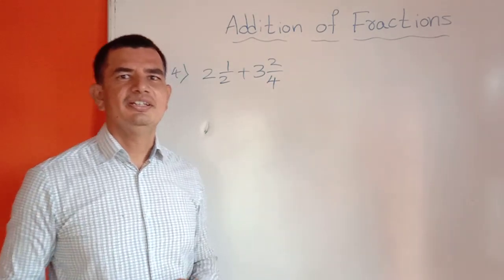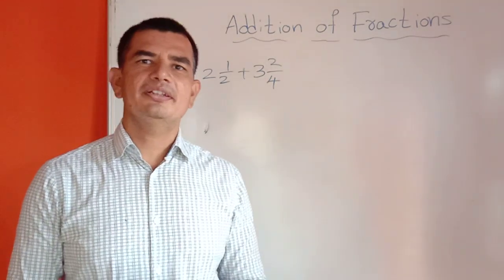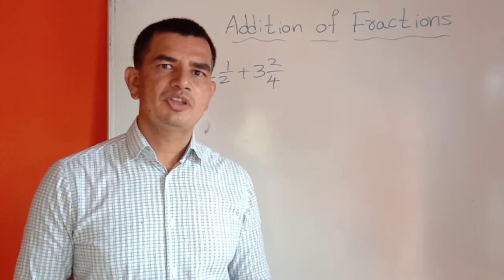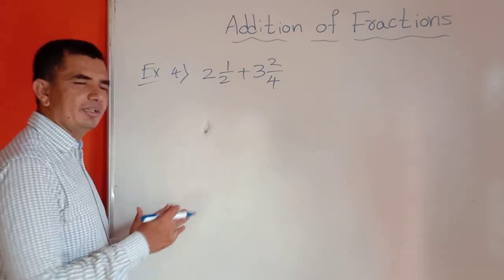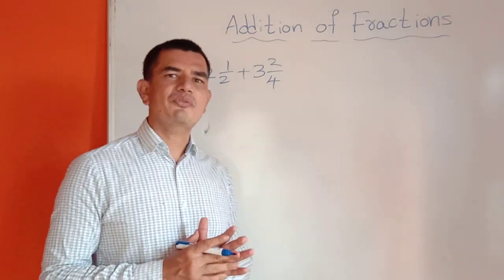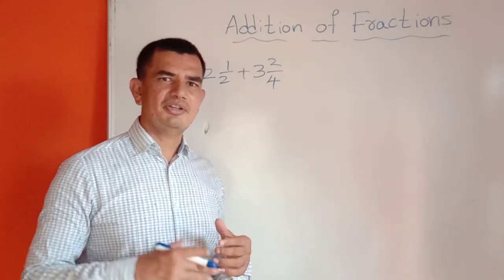So students, let's see the next example. That is, when they have given mixed fractions, how we can do the addition. So very simple. First we have to convert that mixed fraction to improper fraction. Then we have to think whether the denominators are same or not. After that we have to do addition.